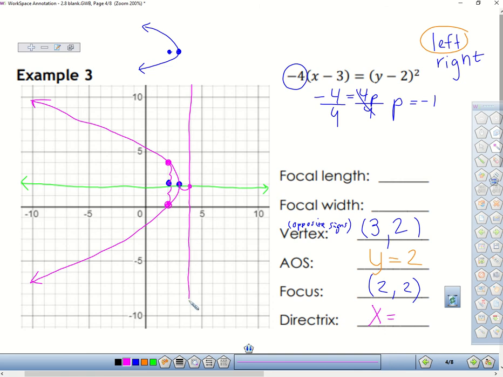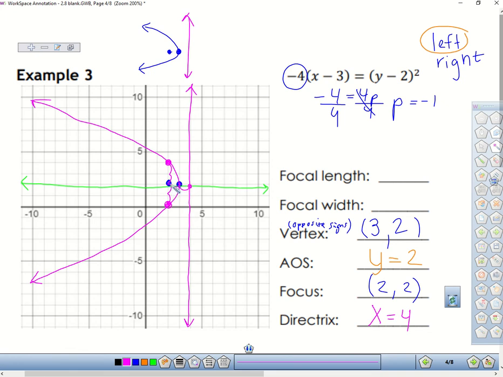Which means we go this way. Which gives me 4. And now we're gonna, oh, go ahead. So how did you get 2, 2 for your focus? Your focus is always p units from your vertex. So I just went over p units. And if we're going to the left, it's p units to the left. So 1 unit from the vertex.